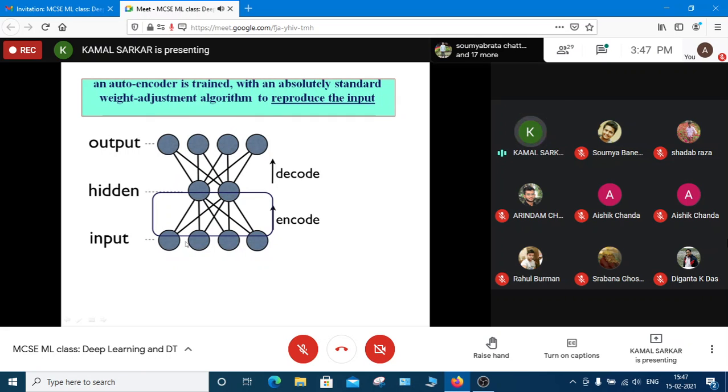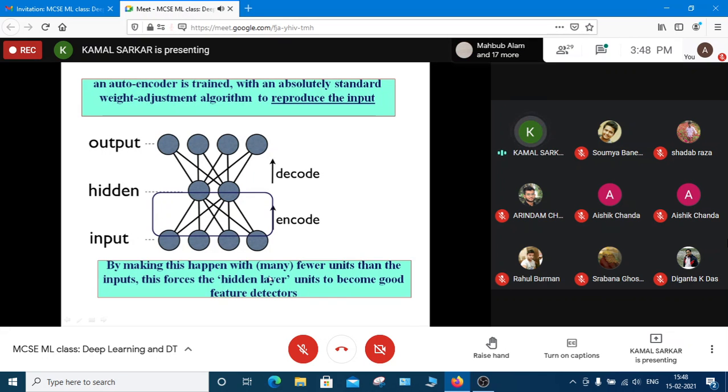So if we can do this, then the high dimensional input can be represented in a low dimensional space, and thus this layer, the input to hidden layer, can be trained. By making this happen with fewer hidden units than input units, we force the hidden units to become good feature detectors. So it will actually detect the important features from the input.